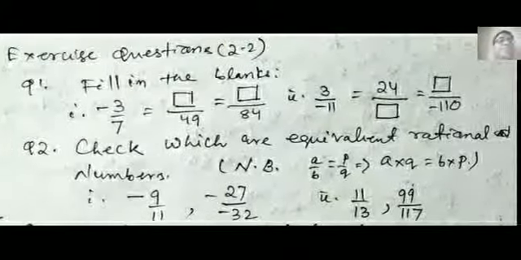Question 2, check which are equivalent rational numbers. We already discussed how to check this: a by b is equal to, suppose, p by q, then a into q is equal to b into p. That you have to verify for the given pair of numbers. Here the pairs given are: first, minus 9 by 11 and minus 27 by minus 32. Second bit, 11 by 13 and 99 by 117.